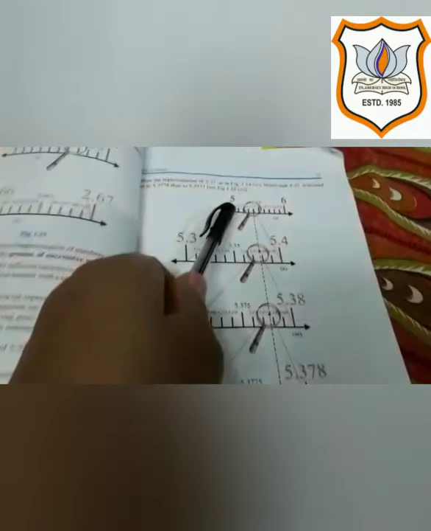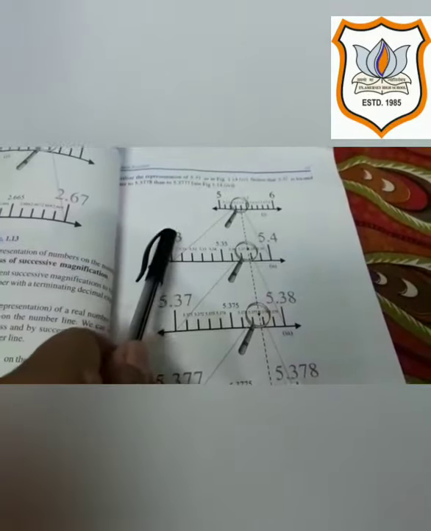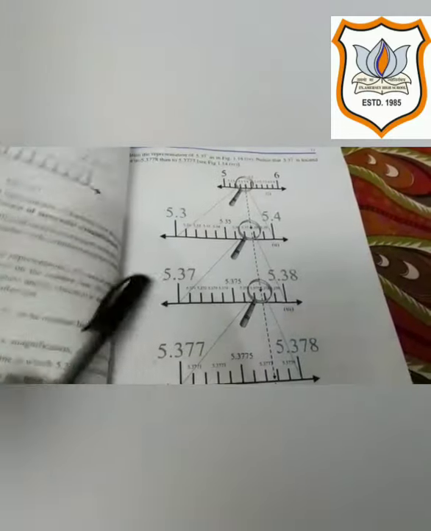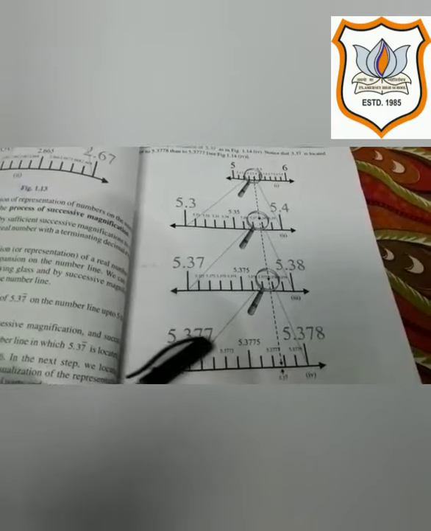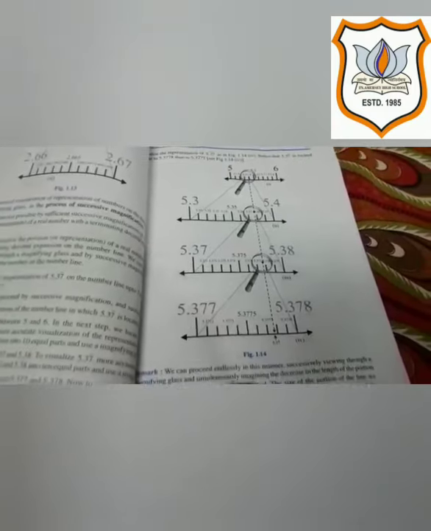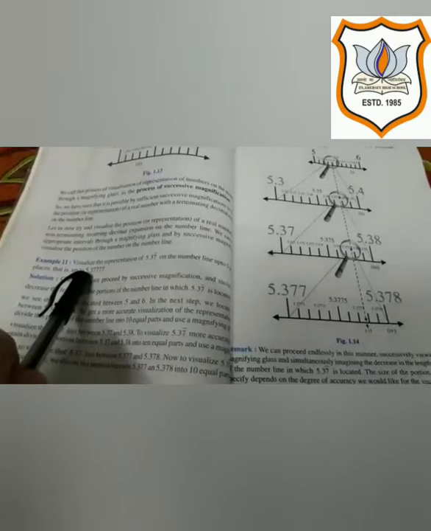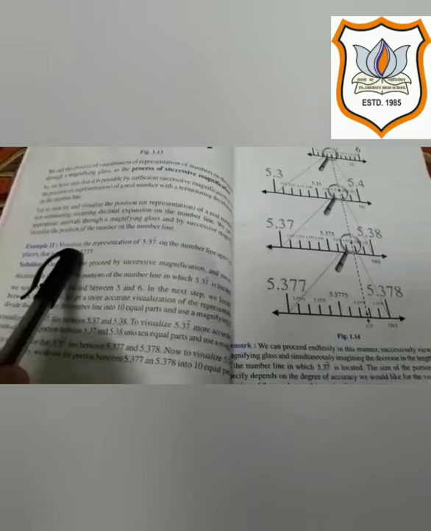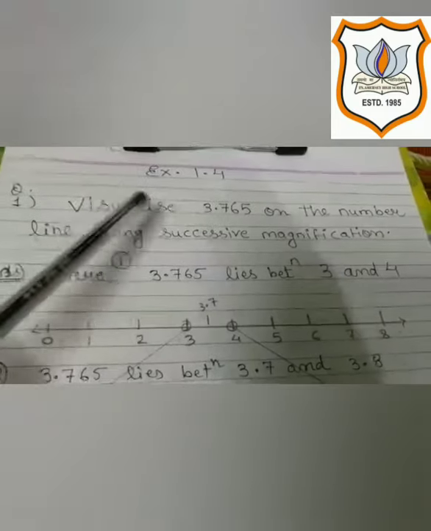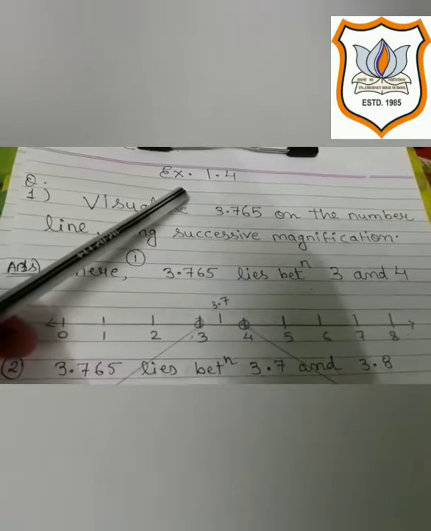First step between 5 to 6, the next step between 5.3 to 5.4, the very next step 5.37 to 5.38, and the last 5.377 to 5.378, and so on. And hence we obtained the magnification of 5.37777.